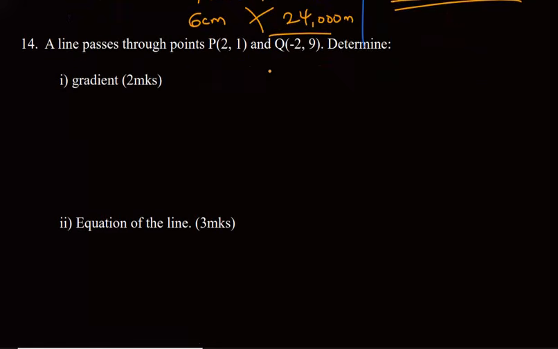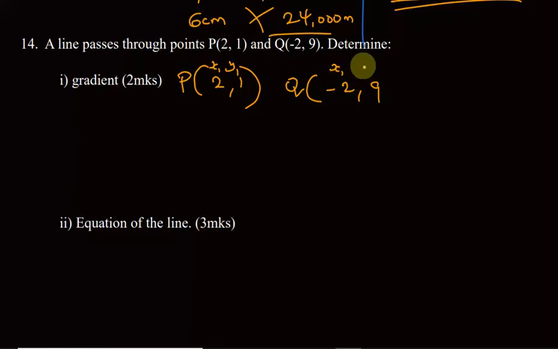Question number 14. A line passes through point P(2, 1) and Q(-2, 9). So these are the points. Let me rewrite them again. P(2, 1) and Q(-2, 9). This is x1, y1. This is also x2, y2, that way.